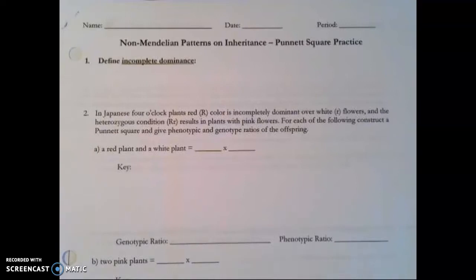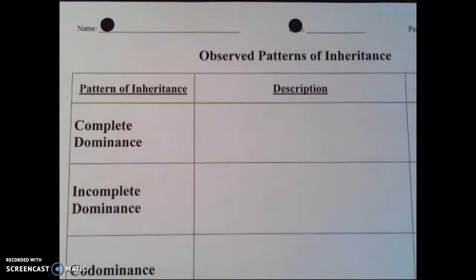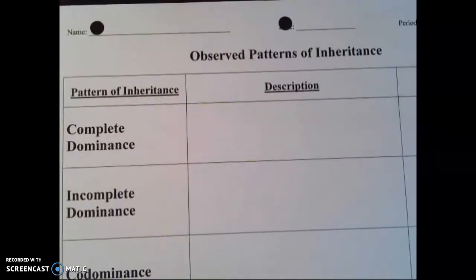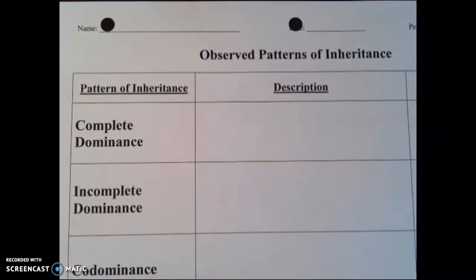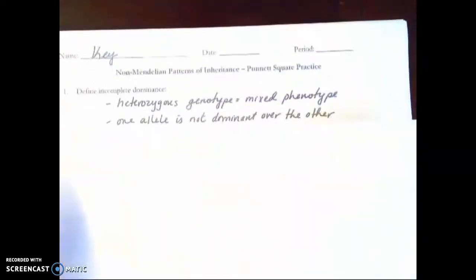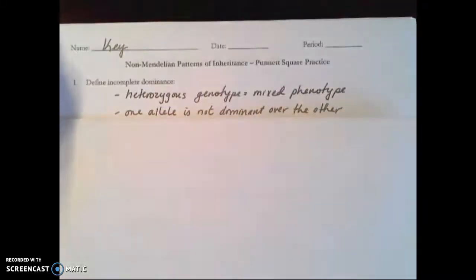Hopefully you have this chart available. If you filled this out while you were watching the instructional video, you'll have the description information that'll be helpful for you. Okay. So we'll start with incomplete dominance. Complete dominance would be what we saw with Mendel. We're going to work on Punnett squares with incomplete dominance. So this first question asked you to describe or define incomplete dominance.